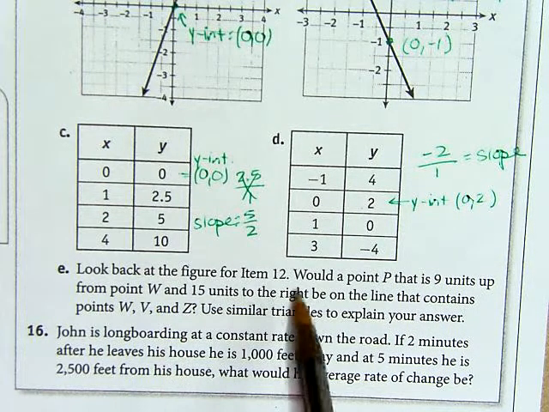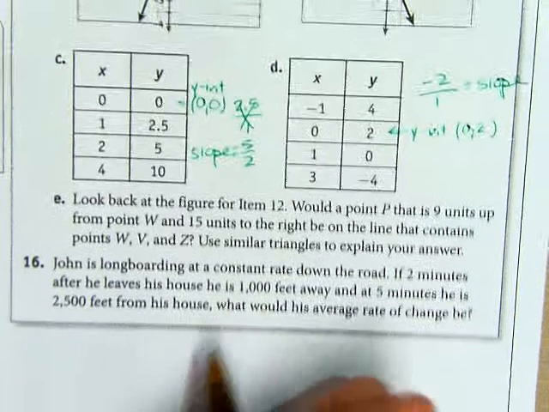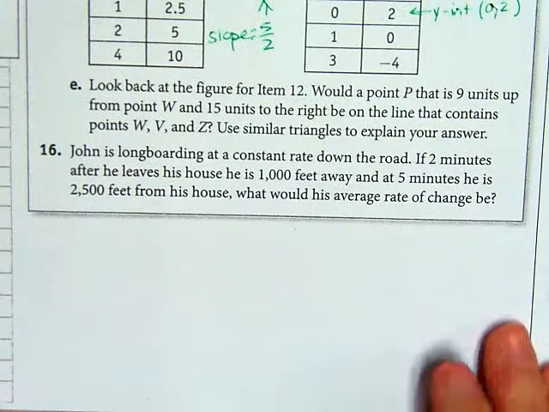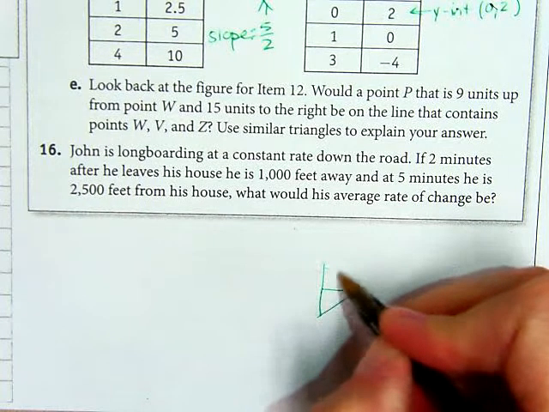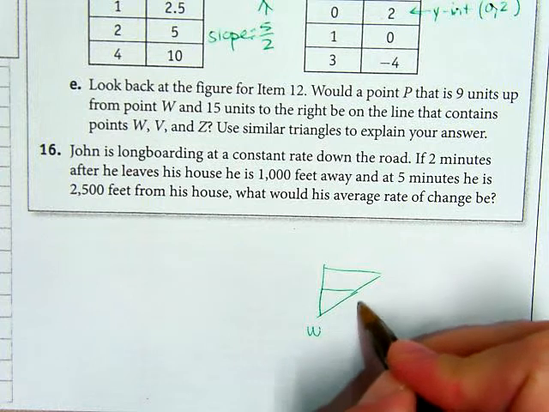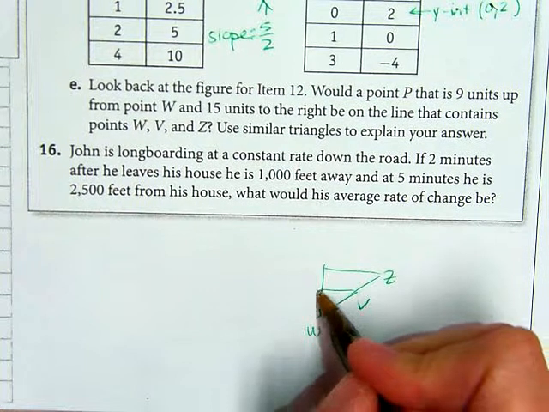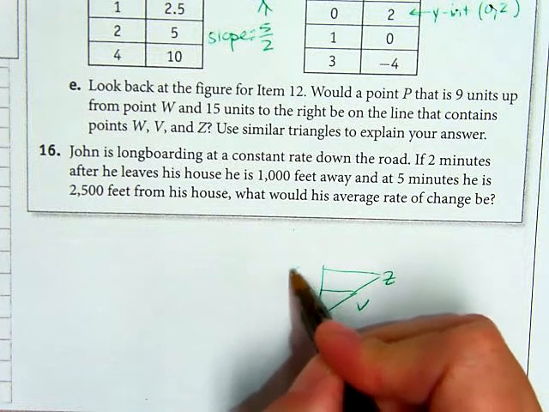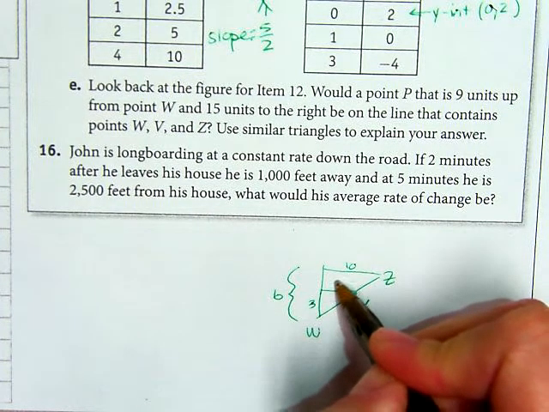Now it says look back at item 12 with point P. Before we get going, let me give a sketch for item 12. I'm going to do that at the bottom here. The sketch is two triangles, one inside the other, where this is W, this is V, and this is Z. This is 3, this out here is 6, this is 10, and this is 5.